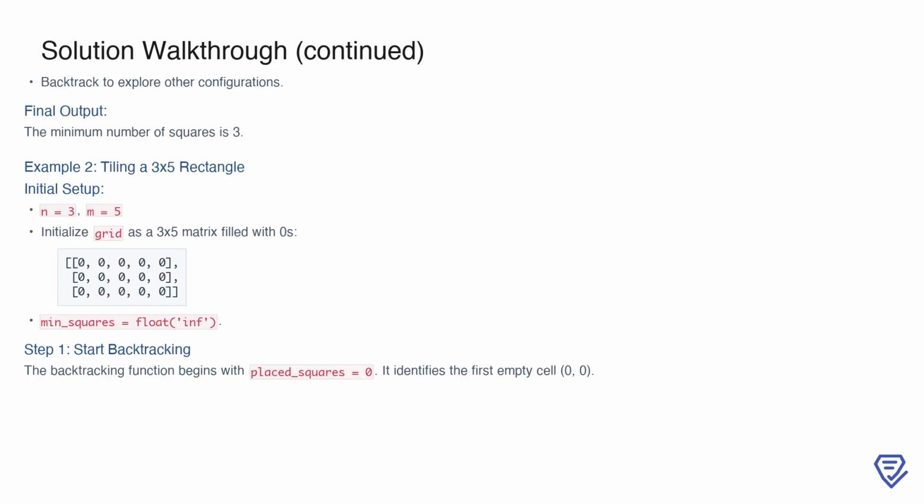Here, we initialize a 3x5 grid filled with zeros and set min_squares to infinity. Once again, we start the backtracking process at the first empty cell, which is at 0, 0, and begin evaluating the placement of squares. The goal remains to cover the rectangle using the fewest number of squares.